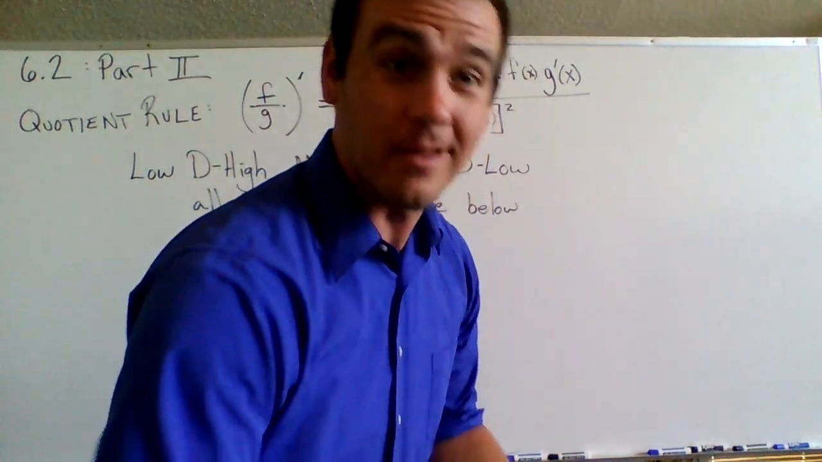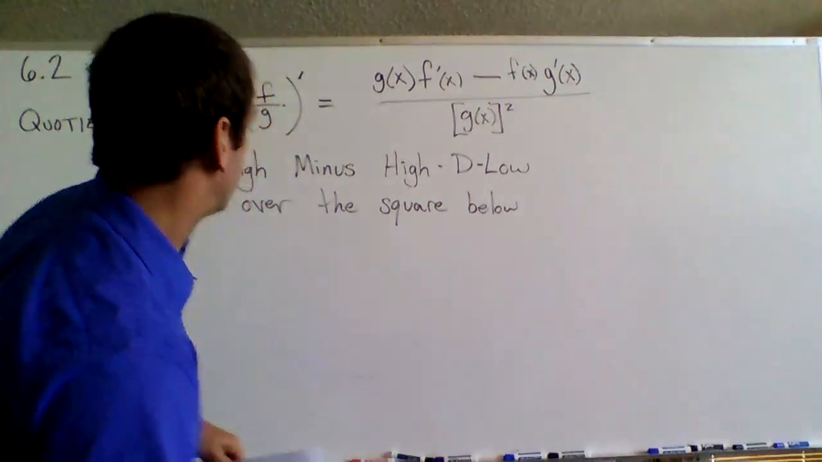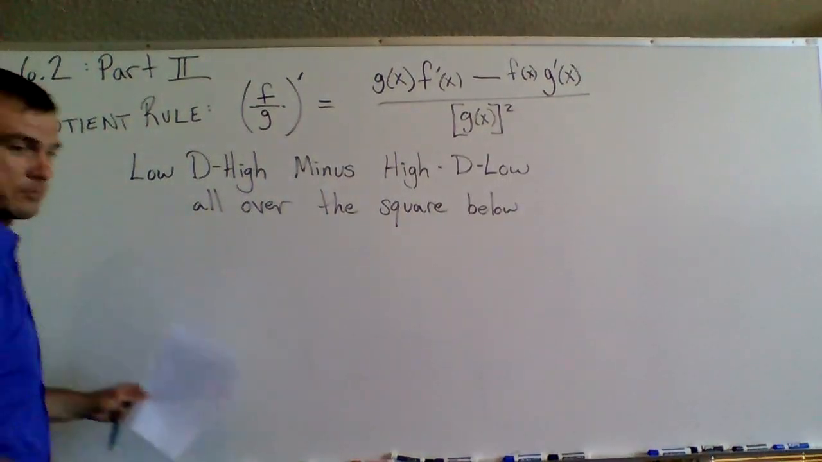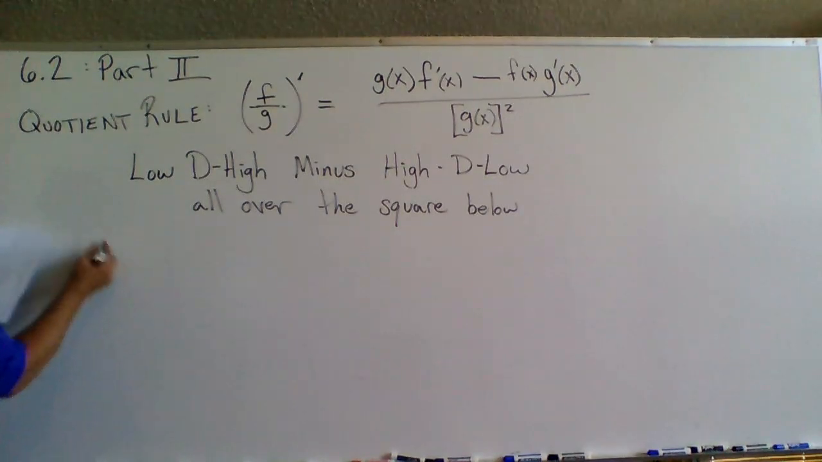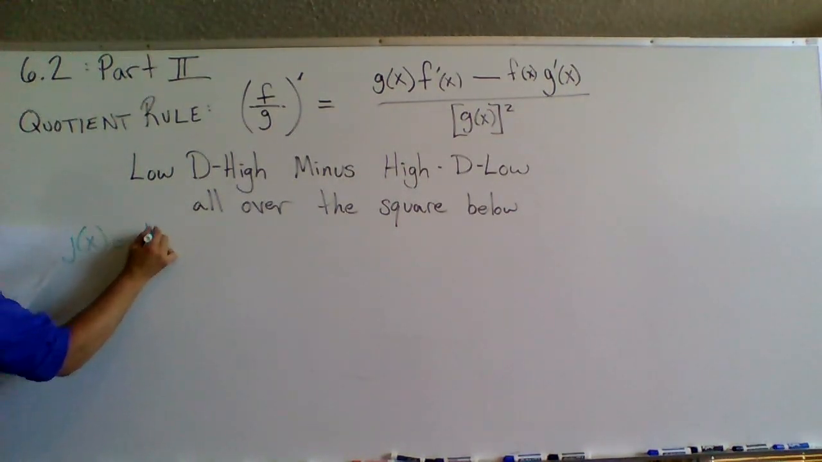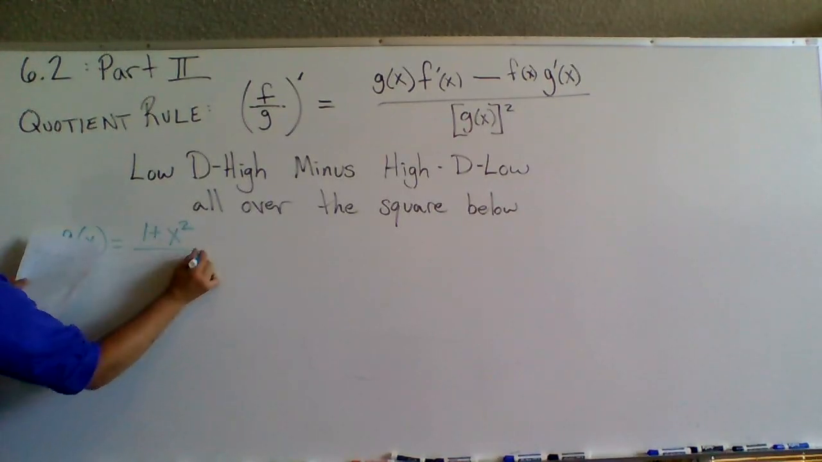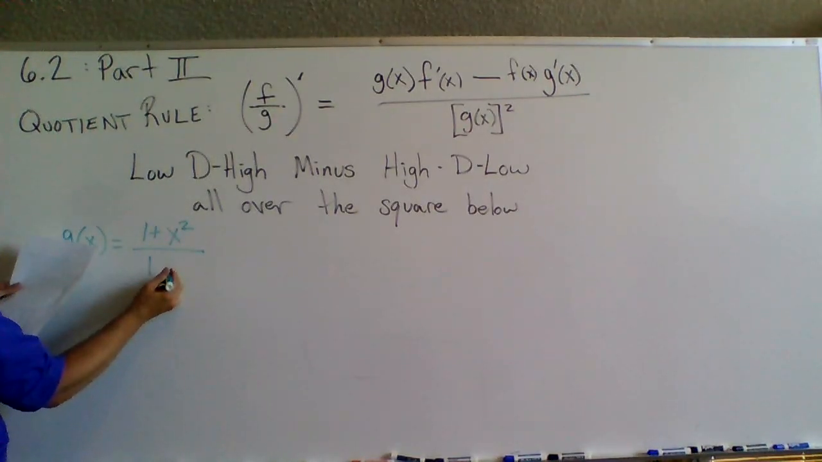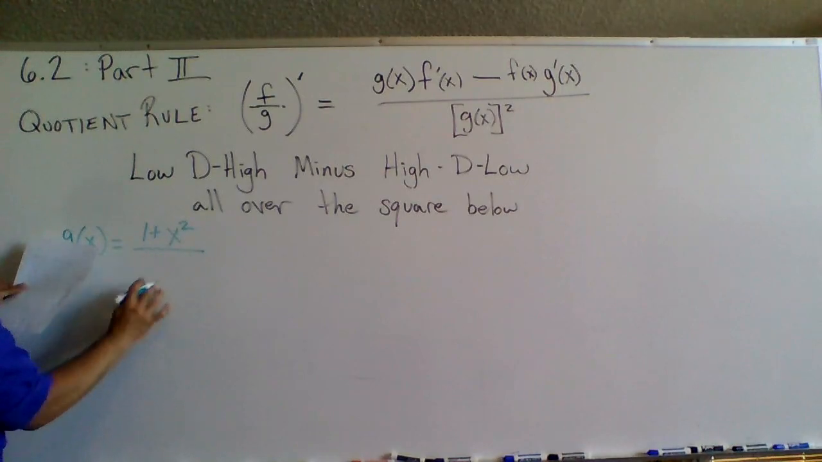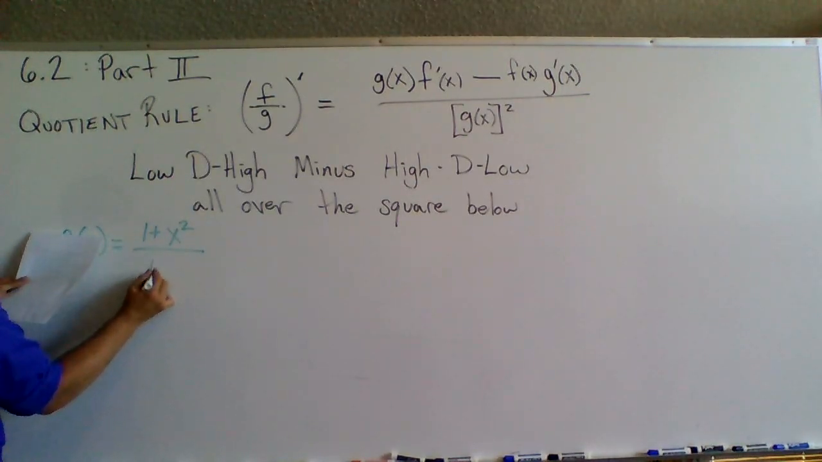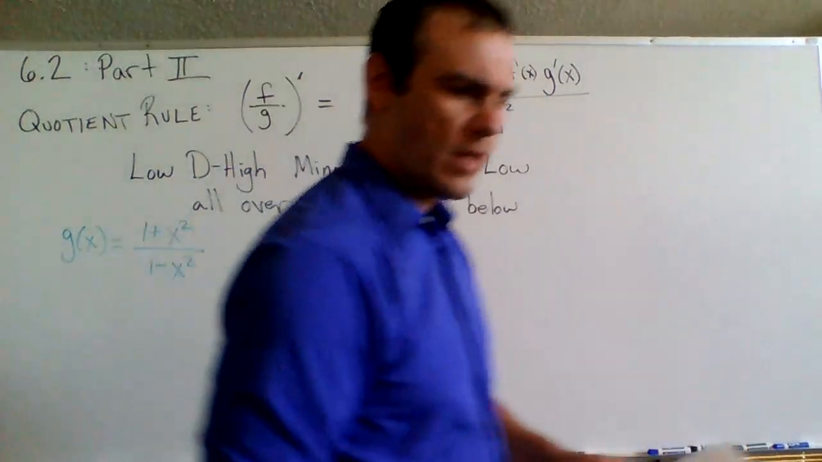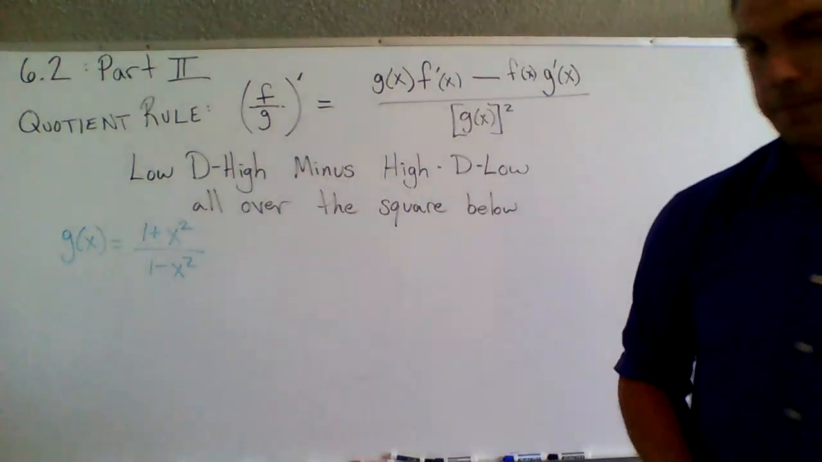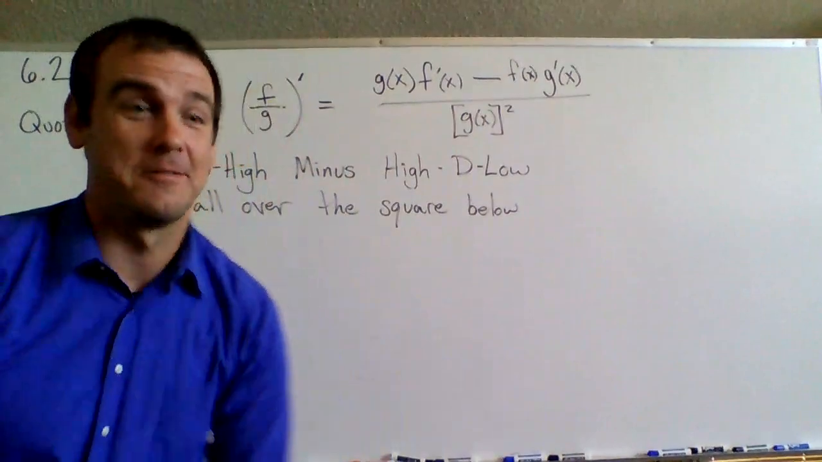All right, let's do an example. We'll leave this up here. All right, so let's check out g of x equals 1 plus x squared over, well, let's do 1 minus x squared. We'll just keep it like that for this first one. All right. So let's have some fun.